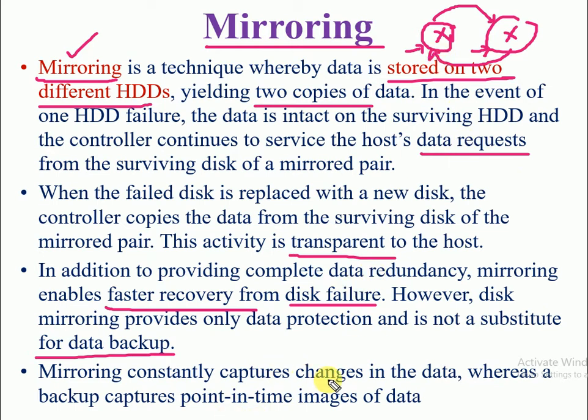Mirroring normally captures changes in the data, whereas a backup captures point-in-time images of data. So there is a difference between mirroring and backup. Backup is different actually. Mirroring is only maintaining the data. If it is not available, the task is given to some other disk, but later it will come back to the same device itself. Backup is different; that is like storing each status on a second device. It is not the backup concept.